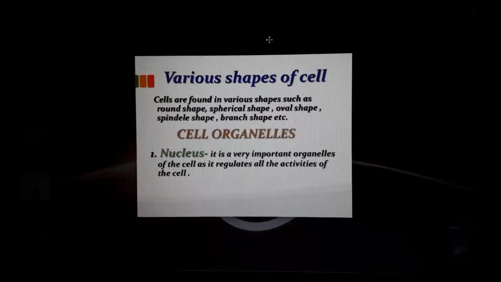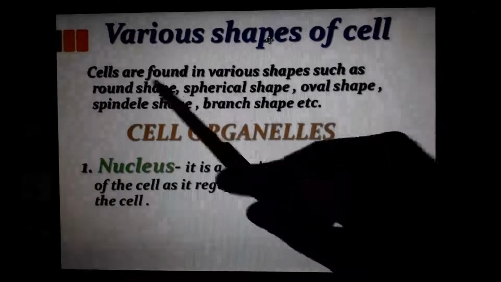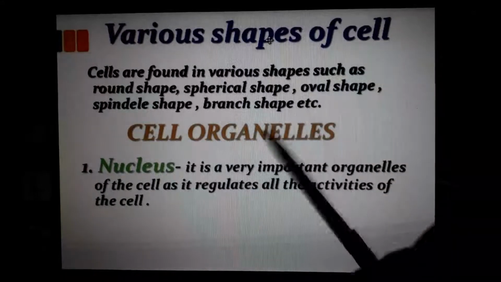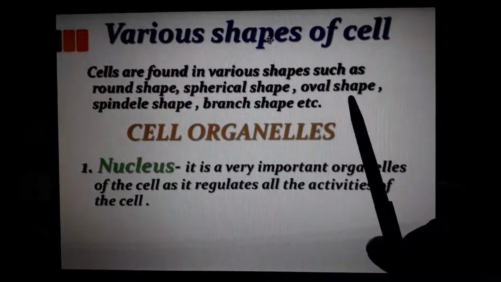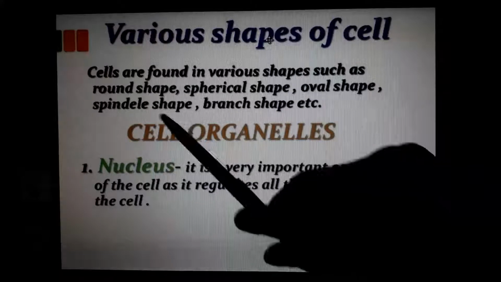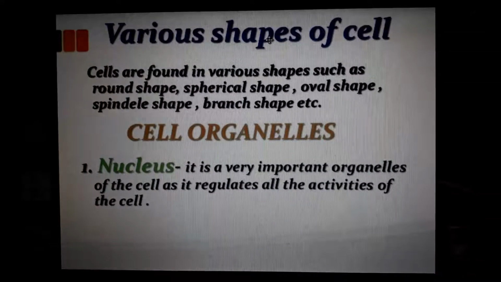Various shapes of cells. Cells are found in various shapes such as round shape, spherical shape, oval shape, spindle shape, branch shape and so on. Round shape you already know, round blood cells. Spherical shape, ordinary cells. Oval shape, what type of cell is like that? We will look at that later. Spindle-like shape is our muscle cells. Branch-shaped cells are like our neurons, nerve cells.